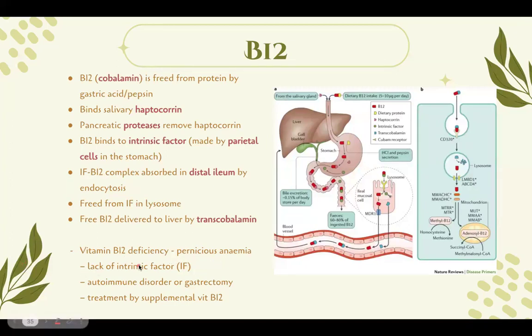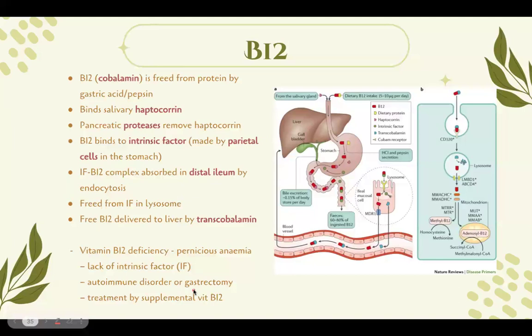Why would they not have intrinsic factor? Where was it made initially? It was made in the parietal cells of the stomach, right? Parietal cells. Now, if someone has an autoimmune disorder that destroys these parietal cells, they can't make intrinsic factor and they cannot absorb vitamin B12 efficiently, and so they get a deficiency of vitamin B12.